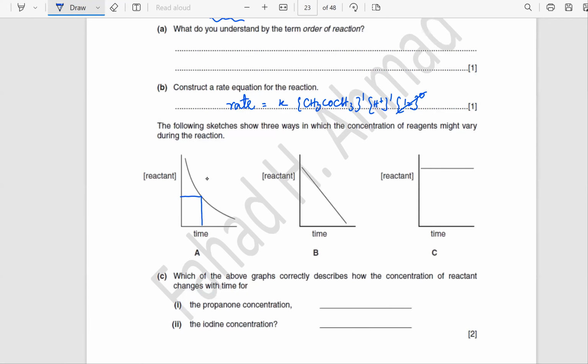ठीक है. So you have a constant half life. ठीक है. It just keeps on slowing down. ठीक है. So it's going to be A. और यहाँ पे iodine it's 0 order. So how would the graph look like if you plot how iodine changes with time?